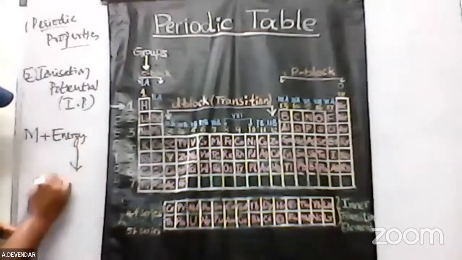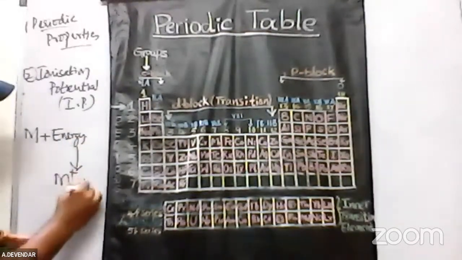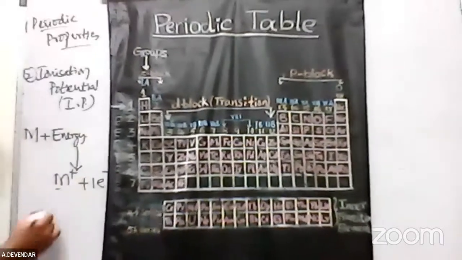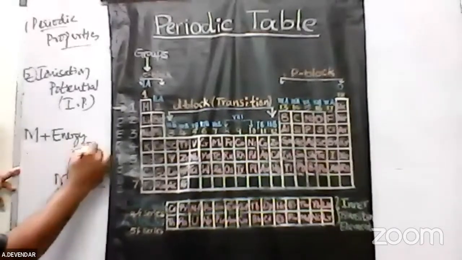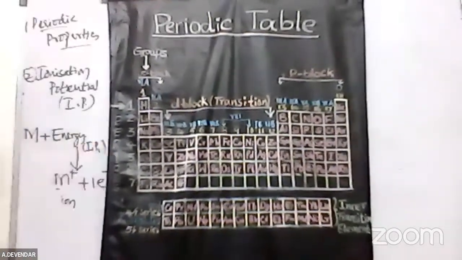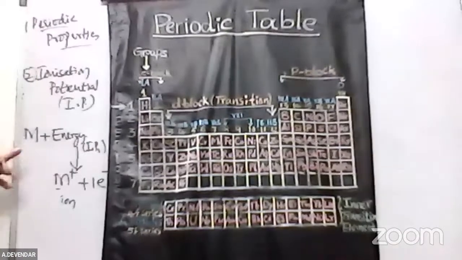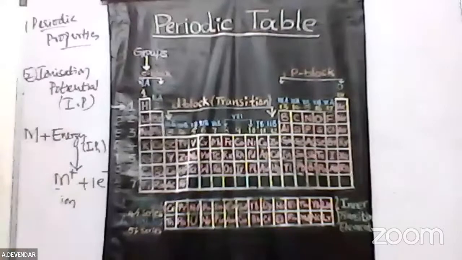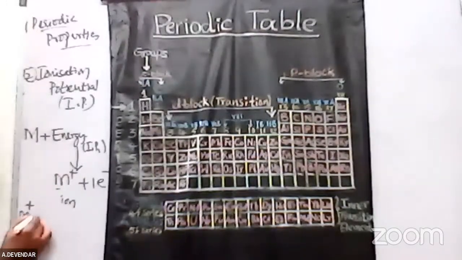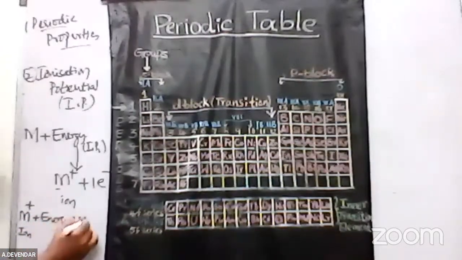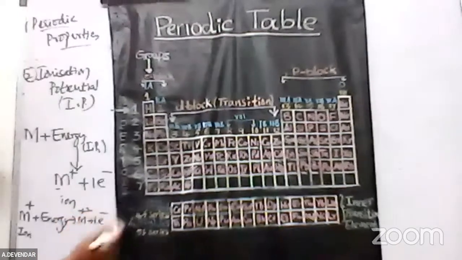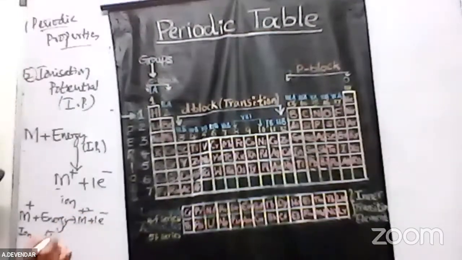This is the reaction: M plus, when 1 electron is lost, we get a metal ion. This is the formation of a metal ion. This energy is called ionization potential IP1. IP1 means only from the initial isolated atom or metal, one electron is lost. From the same M+ ion, you can remove one more electron. That energy, M2+, where one more electron is lost, is called IP2.